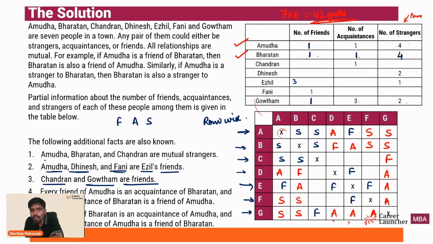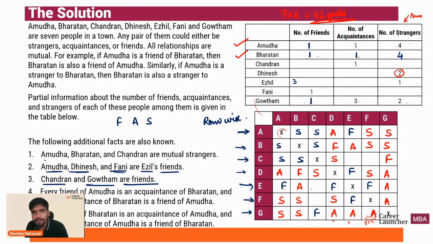Now look at what has to happen for D. D needs 2 strangers. There are only 2 blocks left in D's column, so these 2 are definitely strangers. So strangers for D. Done. So D has two strangers. C already has one acquaintance. The number of strangers of C is not given. So the number of strangers of C could be 3 or 4 or 5. We don't know that yet.